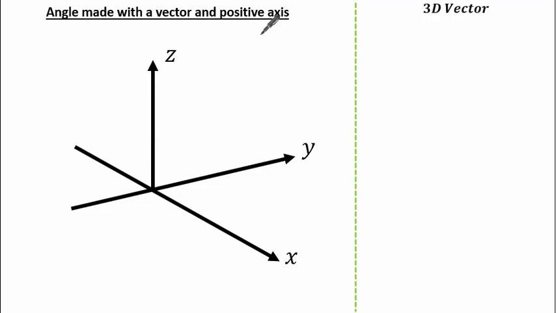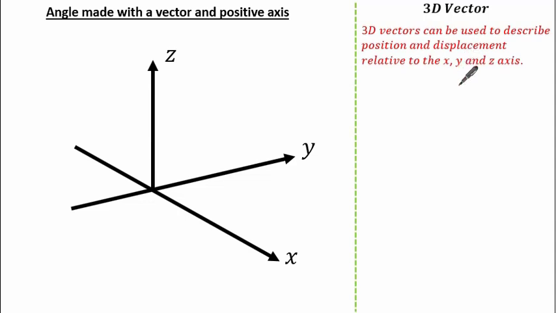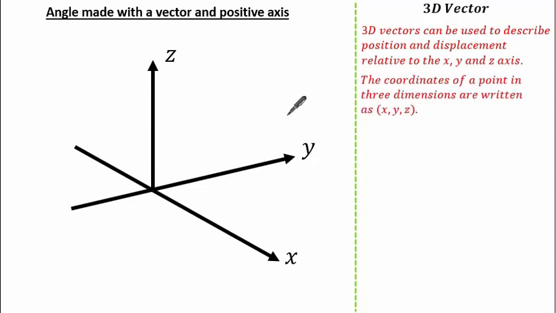Before we start this lesson, it will be centered around 3D vectors. And 3D vectors can be used to describe position and displacement relative to the x, y, and z axes. Now the coordinates of a point in 3 dimensions are written as a bracket x, y, and z. So very similar to coordinates in a 2D axis.